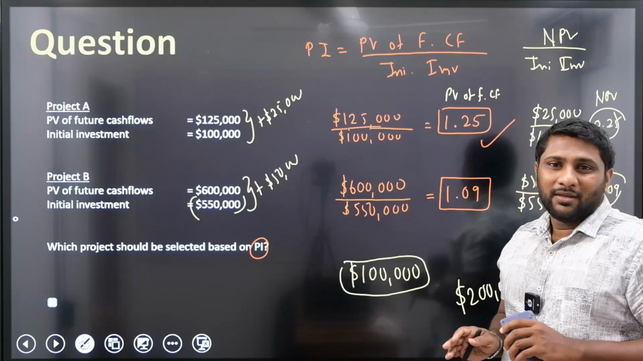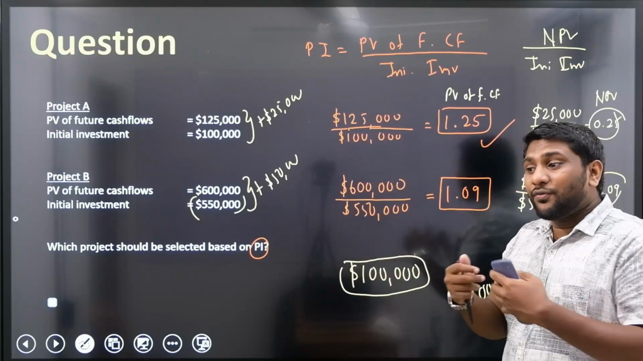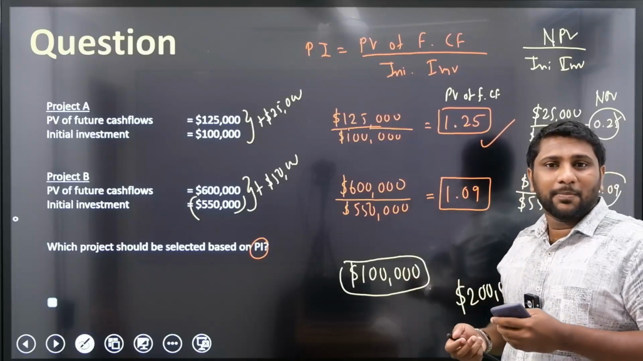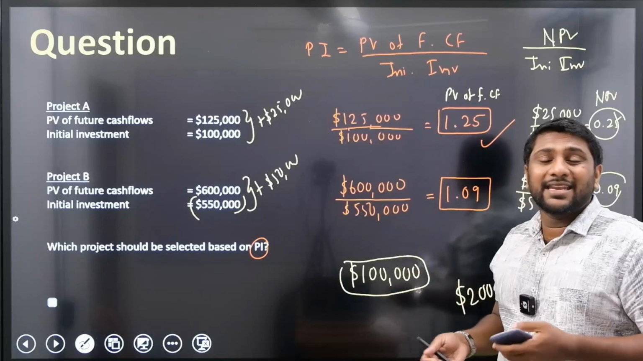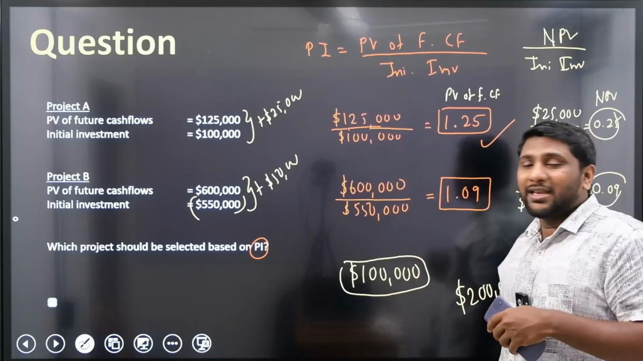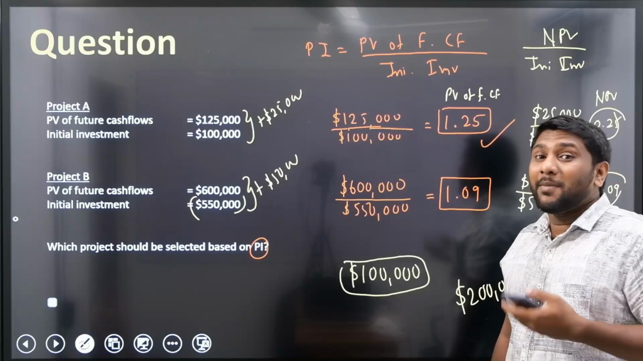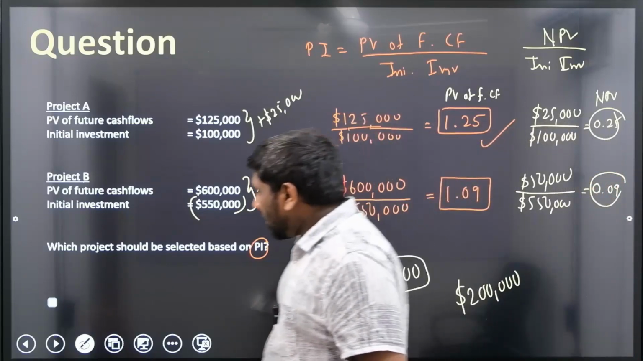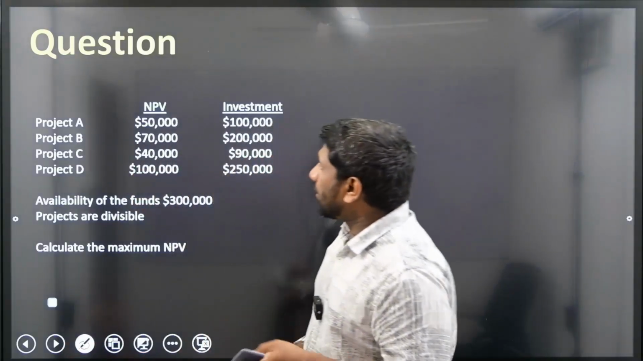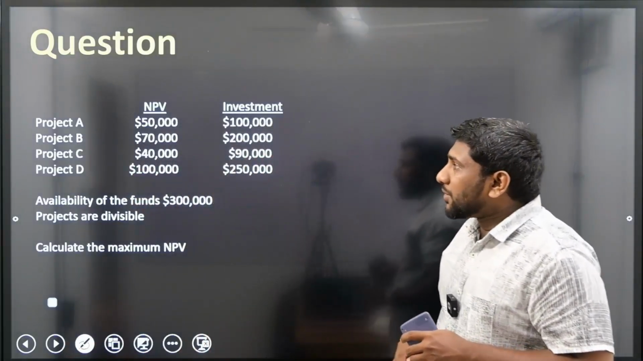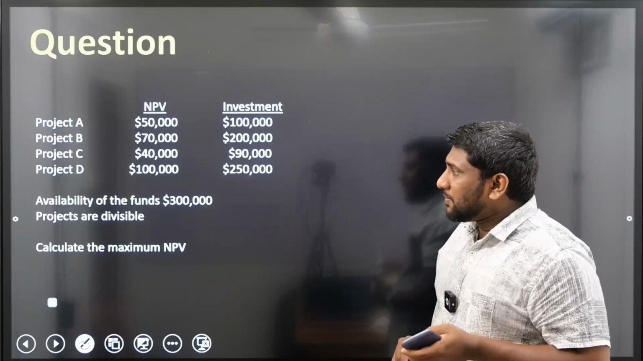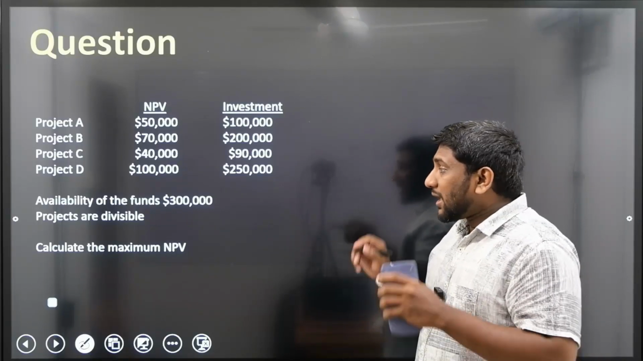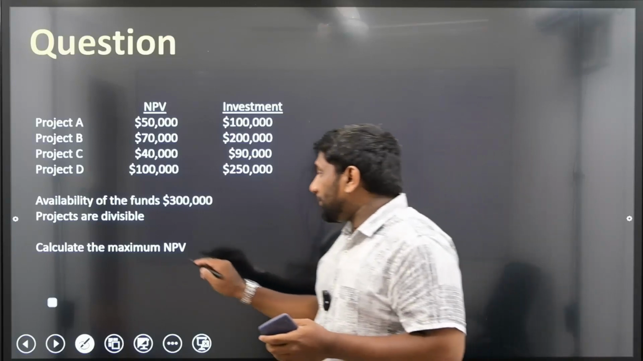If the projects are divisible, like if you can divide the investment into different pieces, we will call those projects divisible projects. So profitability index is normally something we are using mainly for divisible projects. So for you all to get a better understanding, let's move to another question. Here I have given you 4 projects, project A, B, C, D. Availability of the funds 300,000. Projects are divisible. Calculate the maximum NPV.